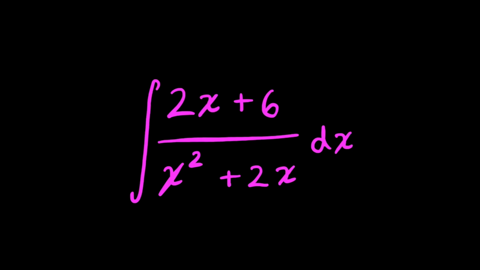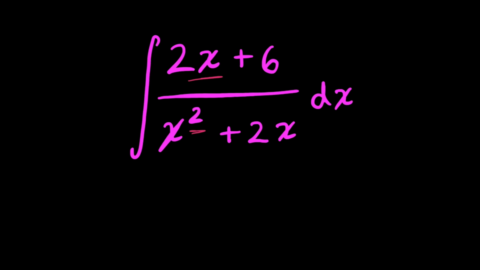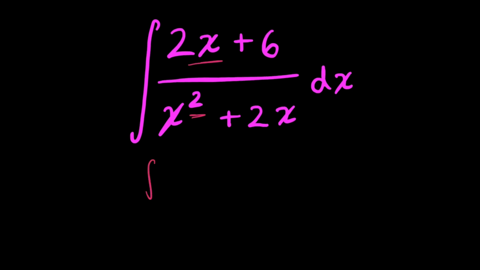Let's integrate this function. Just by looking at this, I can tell that my numerator has a degree of 1, while my denominator has a degree of 2. Because my numerator has a smaller degree than my denominator, I can use partial fraction decomposition. To do that, I'll first start by factoring out my denominator.